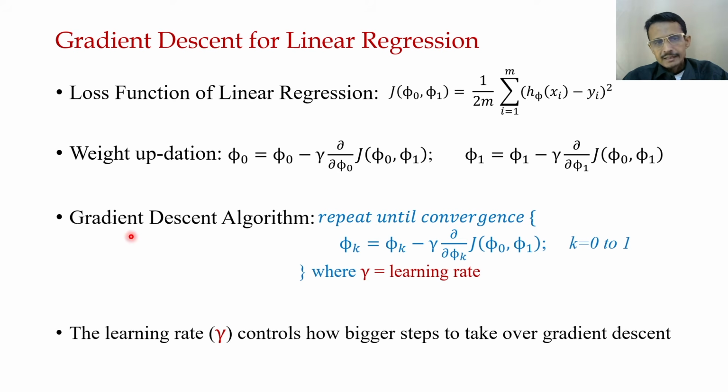So if we write this gradient descent algorithm, repeat until convergence. Convergence means we get the local minima, so that phi k is updated as phi k minus gamma times del of del phi k of J of phi 0, phi 1, for k equal to 0 to 1, since there are only two parameters, where gamma is the learning rate. This learning rate controls how big steps to take over the gradient descent, so how quickly we can get to the global minima.